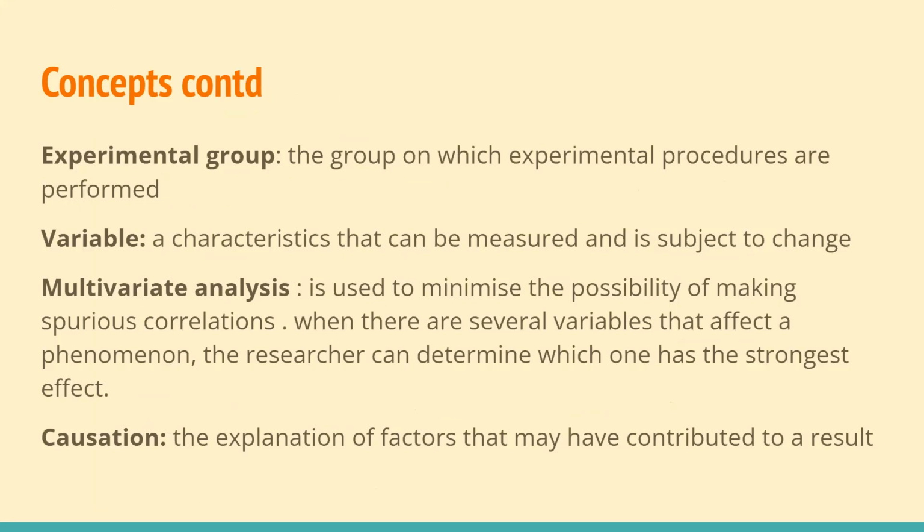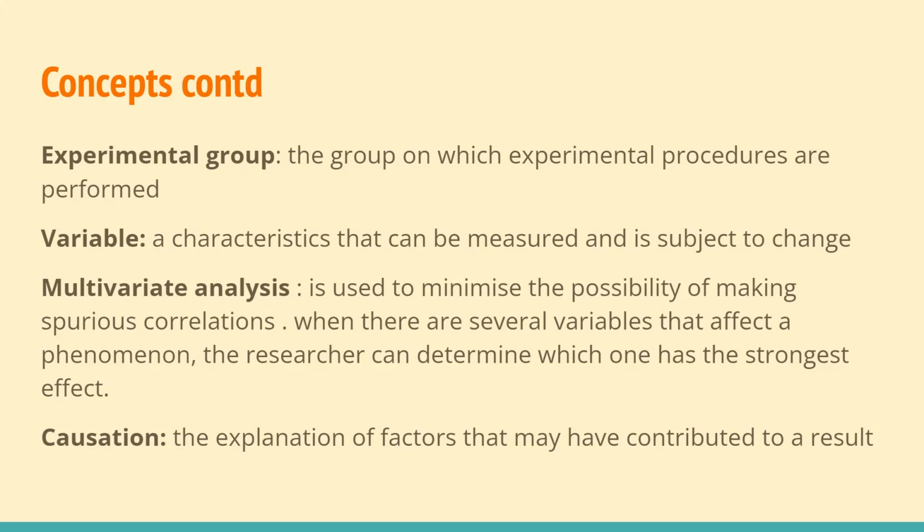Experimental group. Now, the experimental group is a group in which experimental procedures are performed. A variable. Now, we have mentioned variable previously, but a variable is a characteristic that can be measured and is subject to change. There is also multivariate analysis, and this is used to minimize the possibility of making spurious correlations when there are several variables that affect a phenomenon.